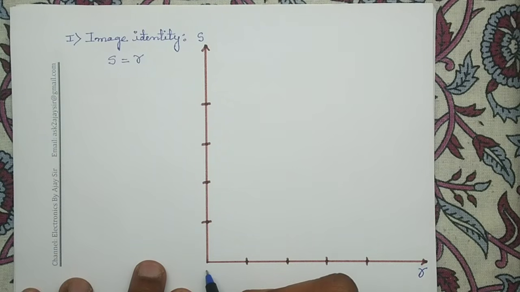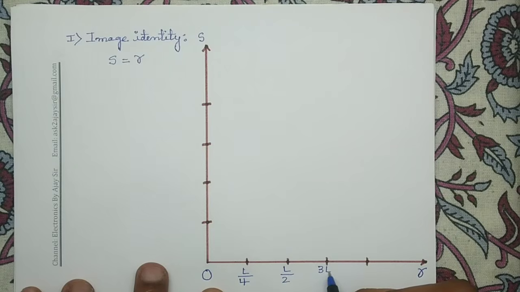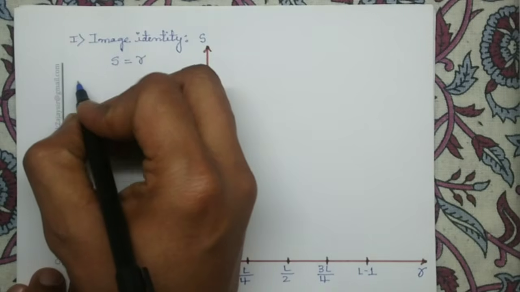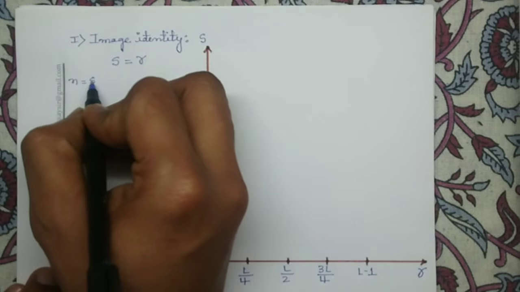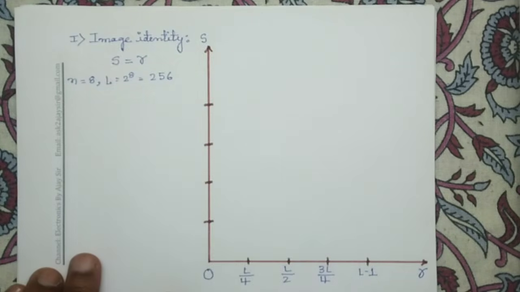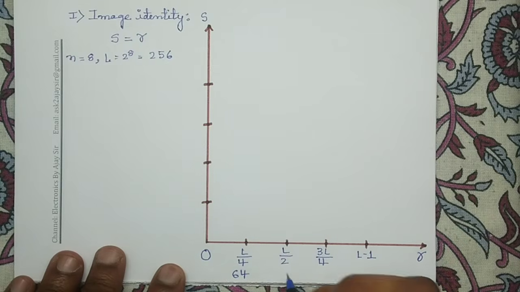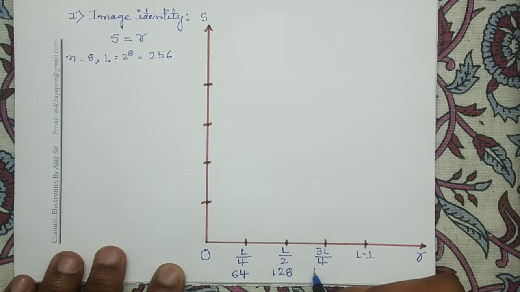4 critical points we will use. First, the origin, that is the gray level 0. Next, we will choose the critical point as L by 4. Next one is L by 2. Next critical point is 3L by 4. And lastly, it is L minus 1. So earlier we have already discussed if n equals to 8, value of L equals to 2 to the power 8, that is 256. Now if L equals to 256, L by 4 is 64, L by 2 is 128, 3L by 4 is 192, and L minus 1 is 255.